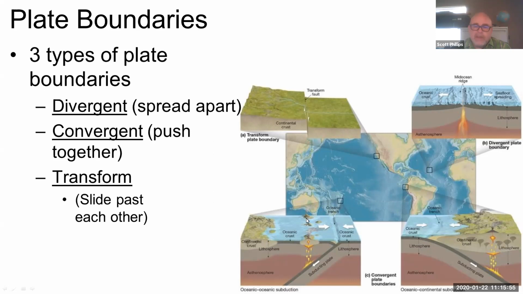In some places, they're being pushed together. So either in the ocean or from the ocean and continent, either the ocean is being shoved into the continent or two pieces of oceanic crust are being pushed together. That's called a convergent boundary. And then lastly, like here along the San Andreas Fault, we have what's called a transform boundary. These are not as common, and these are places where one piece of the Earth's crust is sliding past another.